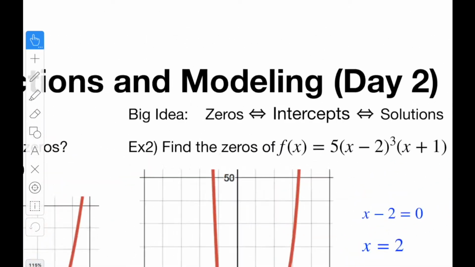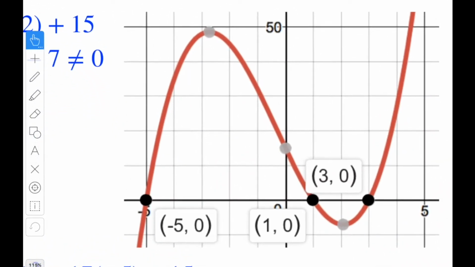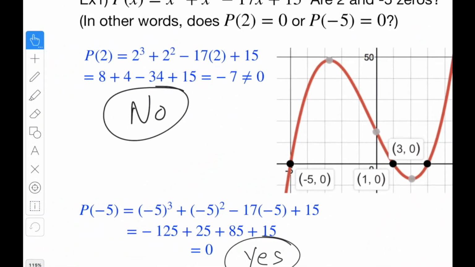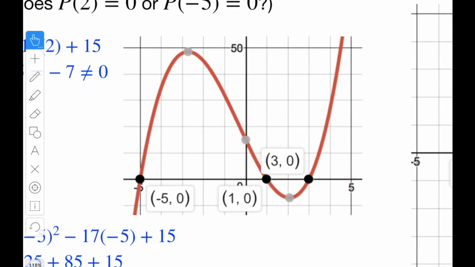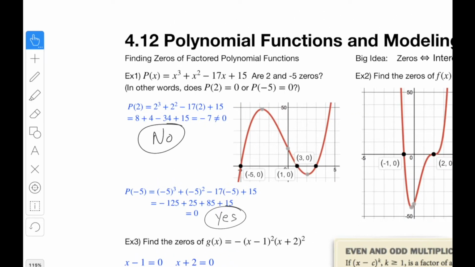Zeros, here's the big idea. Zeros is the same thing as intercepts. Zeros will give you the intercepts. Is 2 a 0? Well, when you look at it here, when x is equal to 2, nope, it's not an intercept. But negative 5, yes, negative 5 is an intercept. You should also be able to find that 1 and 3 are also zeros as well. You should be able to verify just by plugging them in.